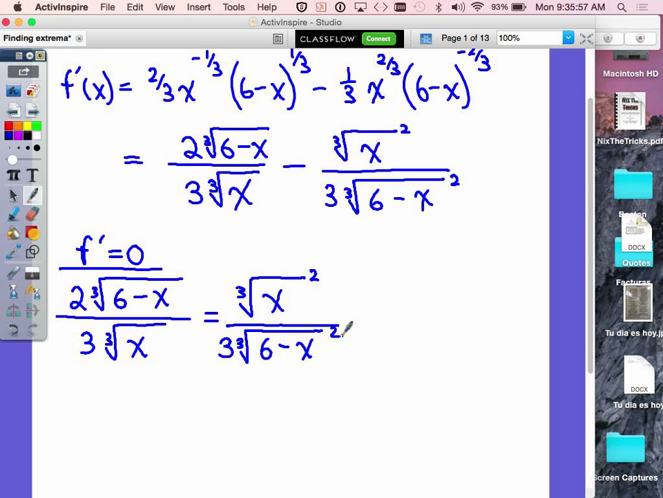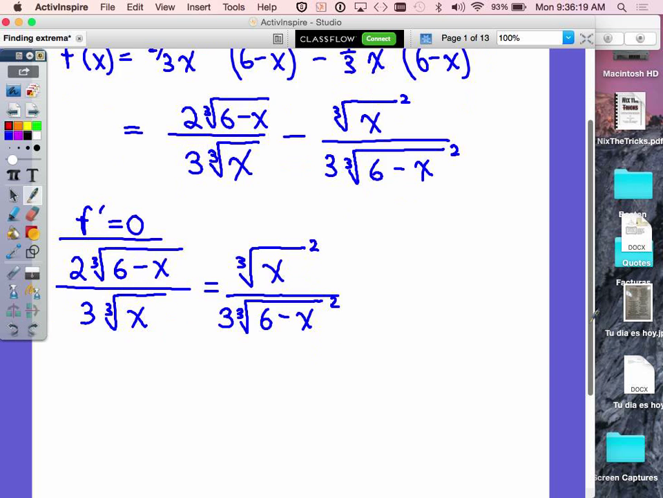I can now simplify this by multiplying both sides of the equation by that denominator, which will cancel it out of there and end up multiplying it into the numerator there. And I can multiply this 3 times the cube root of x across, and it'll get rid of it in the denominator here, and multiply the numerator on the right side. And so I end up clearing fractions that way.